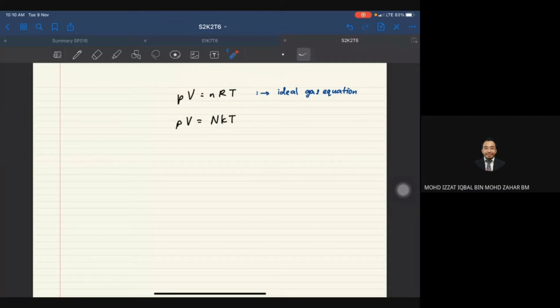Okay, so obviously, I'm going to erase this one first. We have the 3 main laws. We have Boyle's law. You have Charles' law. Okay, and then you have Gay-Lussac's law. The Gay-Lussac law is also known as the pressure law.